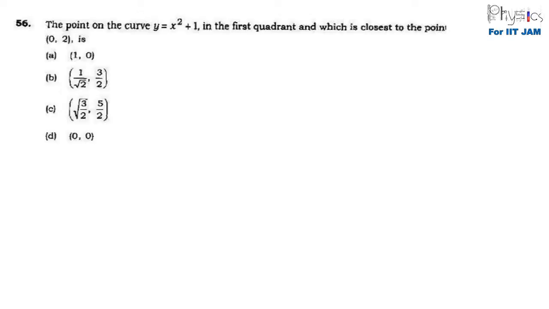So here is our next question. The point on the curve y equal x square plus 1 in the first quadrant and which is closest to the point (0, 2) is: option A, (1, 0); option B, (1 by root 2, 3 by root 2); option C, (root 3 by 2, 5 by 2); option D, (0, 0). Okay, so tell me which is the correct option here.